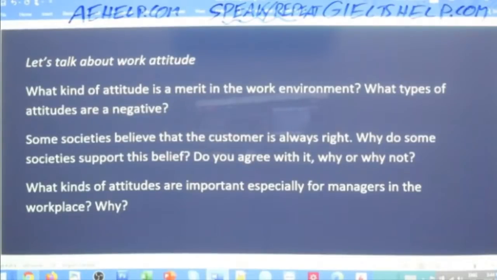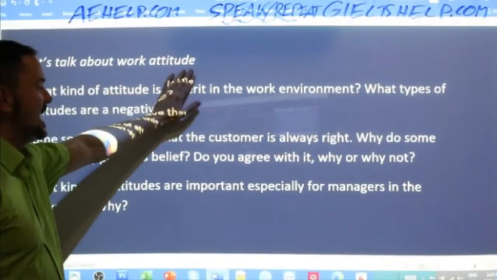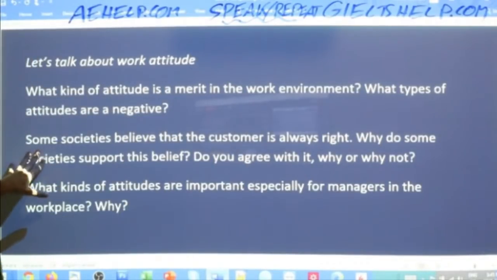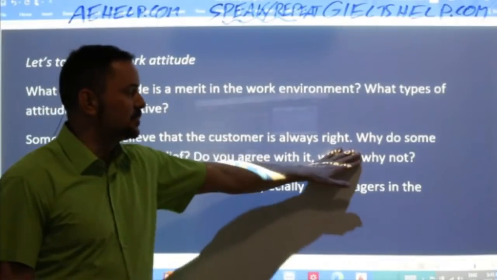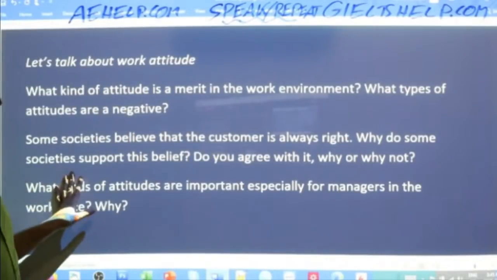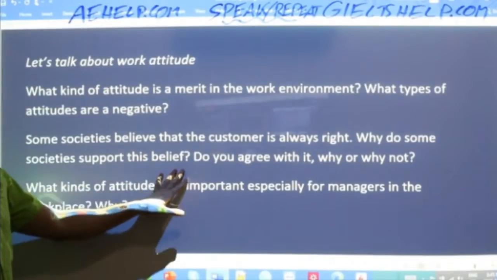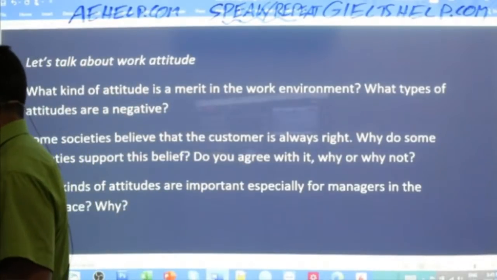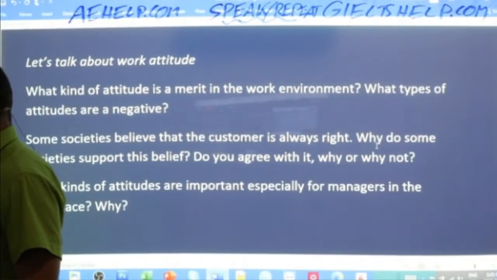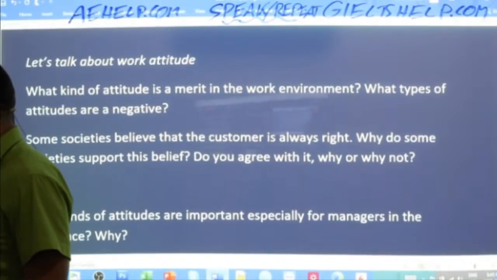A couple of questions that I'm very curious about what you will respond. So I'm going to kind of jump around here. Let's see, you're doing a good job. And now the examiner says, let's talk about work attitude. Here we go. So I'm going to jump to the second question here. Some societies believe that the customer is always right. Why do societies support this belief? And do you agree with it? Why or why not?